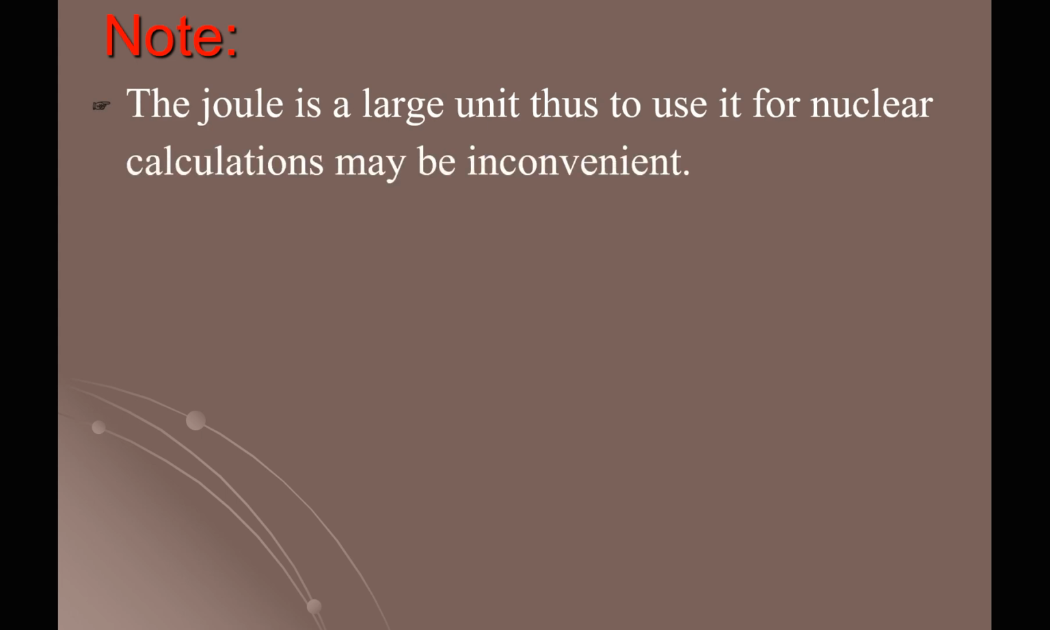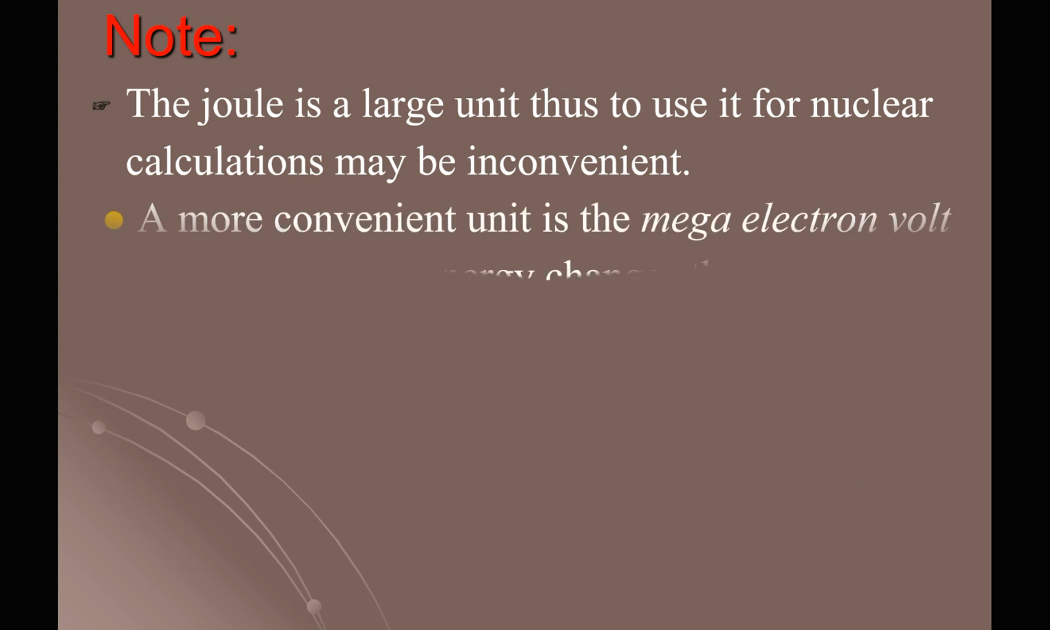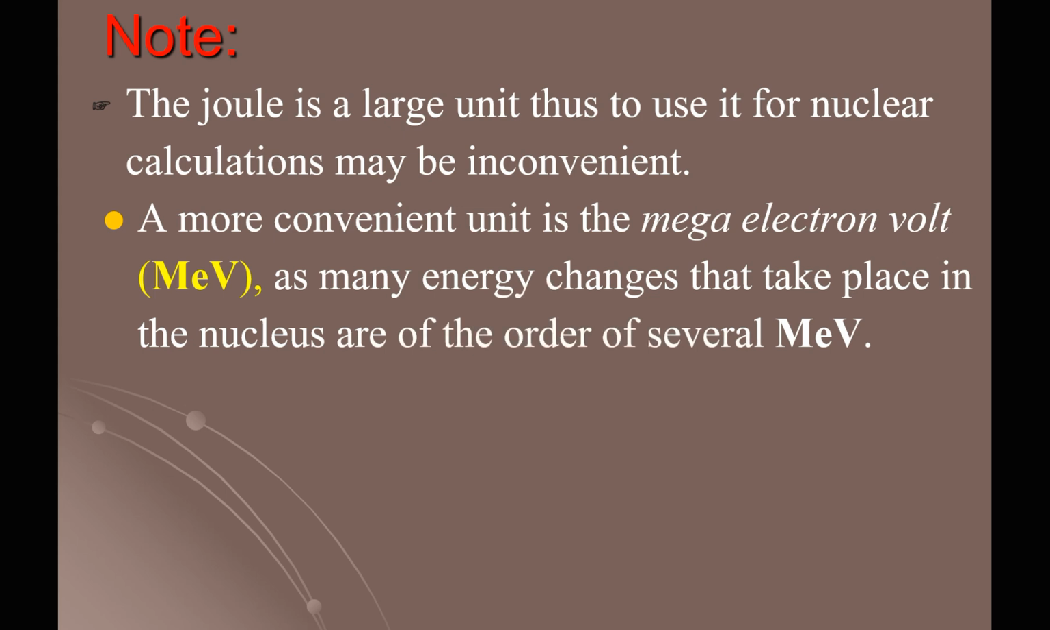A few things we need to note here. Number one, the joule, which is the unit for energy, is going to be a very large unit at nuclear level, because we are going to deal with very, very small amounts of energy. So we need a more convenient unit at nuclear level, and a more convenient unit is called the mega electron volt, which is MeV.